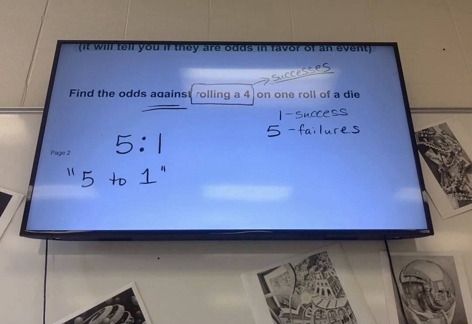A lot of people talk about odds but don't really know what they mean. And that's probably because they were never explained to you. Honestly, I didn't know until I was much, much older.